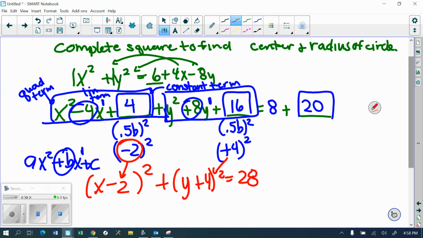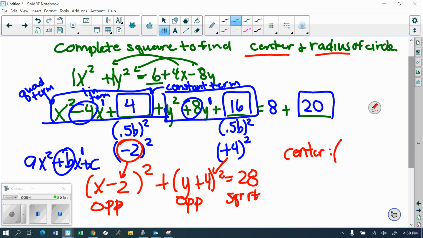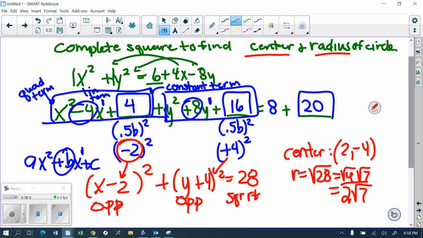So now that's the standard form of an equation of a circle. Now I need to find the center and the radius. And we know it's opposite, square root. So center, therefore, is 2, -4, and the radius equals the square root of 28, but since that simplifies down, I must simplify it. Square root of 4 times square root of 7, and that reduces down to then 2 root 7.